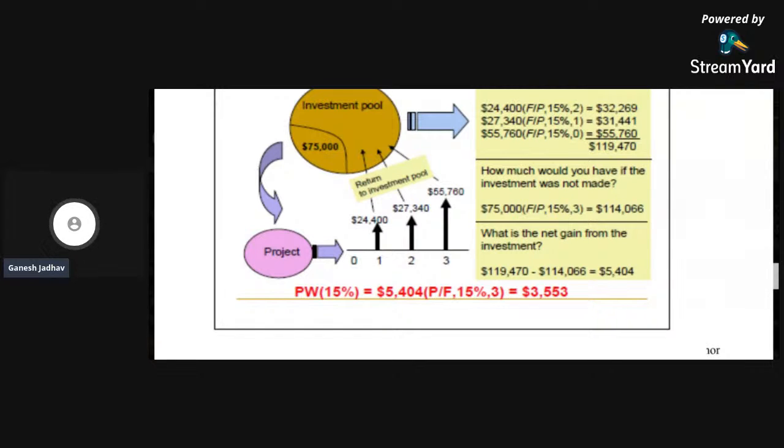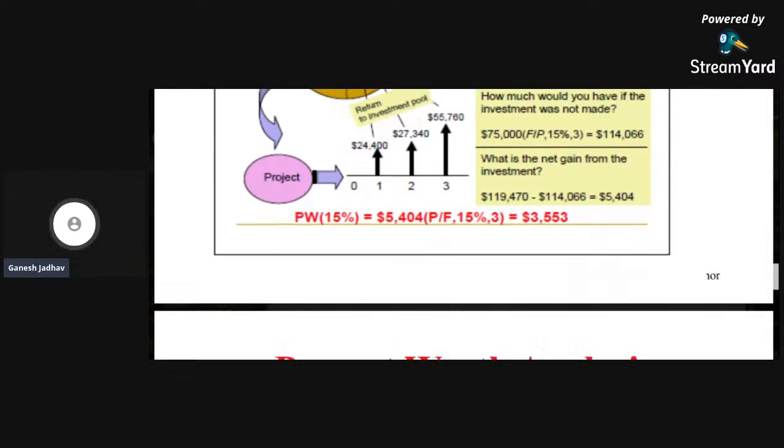Your investment is 1,14,066. And your gain is 1,19,470, and the net gain you calculate by subtracting your investment, so you get 5,404. So this is the present worth analysis. You can calculate it by using the formula.